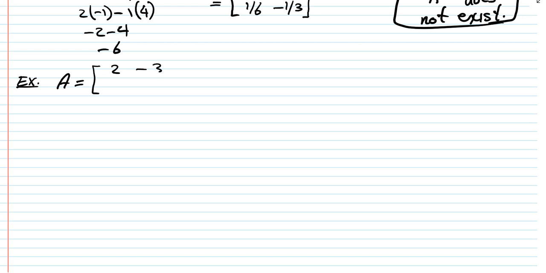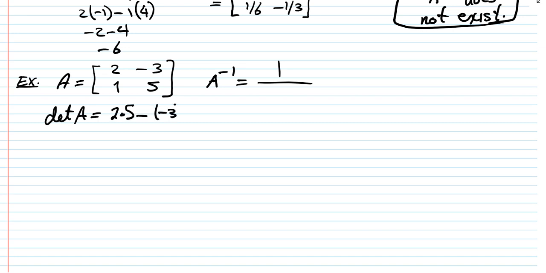So I have 2, negative 3, 1, 5, and I want to find the inverse. So again, the inverse is 1 over the determinant. The determinant of A is 2 times 5 minus negative 3 times 1, right? We go products like that. Diagonal minus off diagonal. That's going to be 10 plus 3. So the determinant is 13. That's going to be 1 over 13.